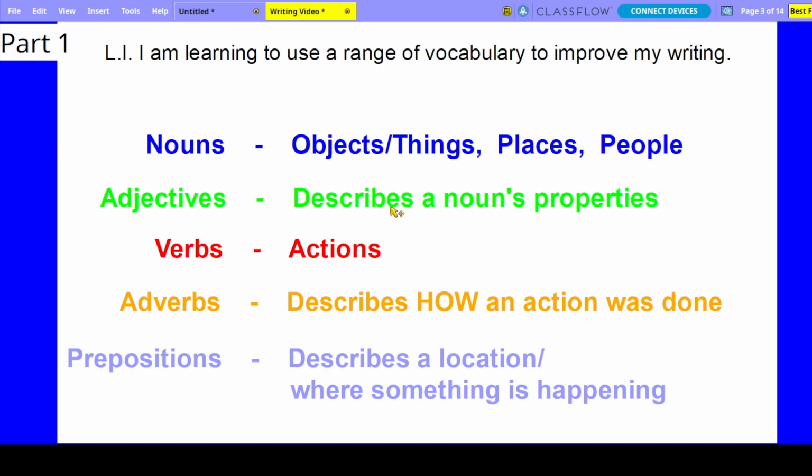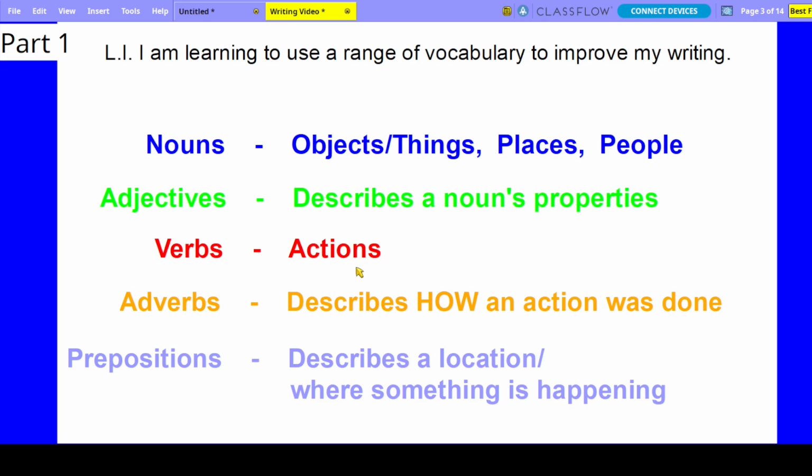Adjectives are words that describe a noun's properties. They give us more information about the noun. They tell us about a noun. So if we're talking about a chair, well, is it a wooden chair, or a black chair, or a plastic chair? All of those words that come before the noun tell us extra information about the noun. So it's describing the noun's properties. So in those examples, wooden and black and plastic are all examples of adjectives.